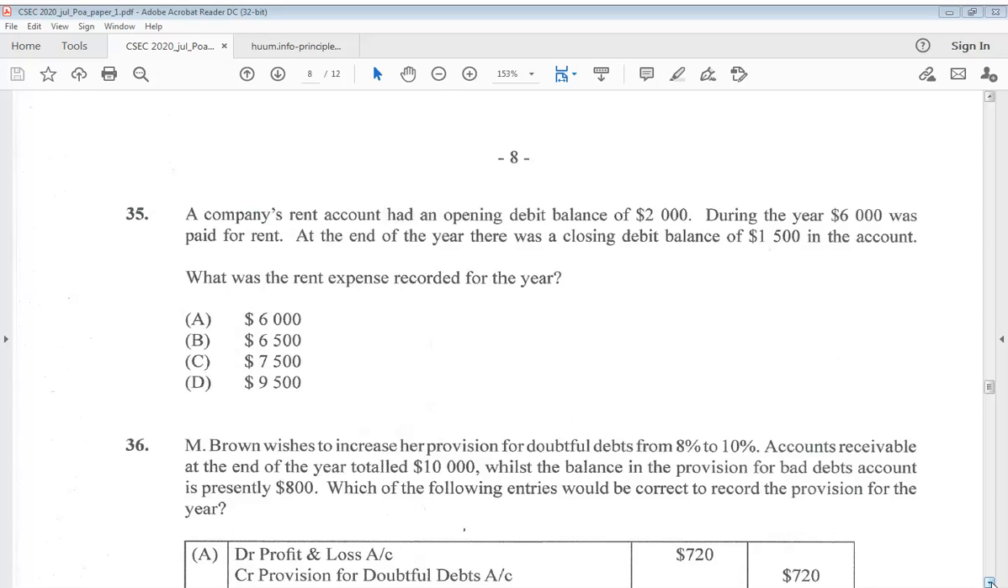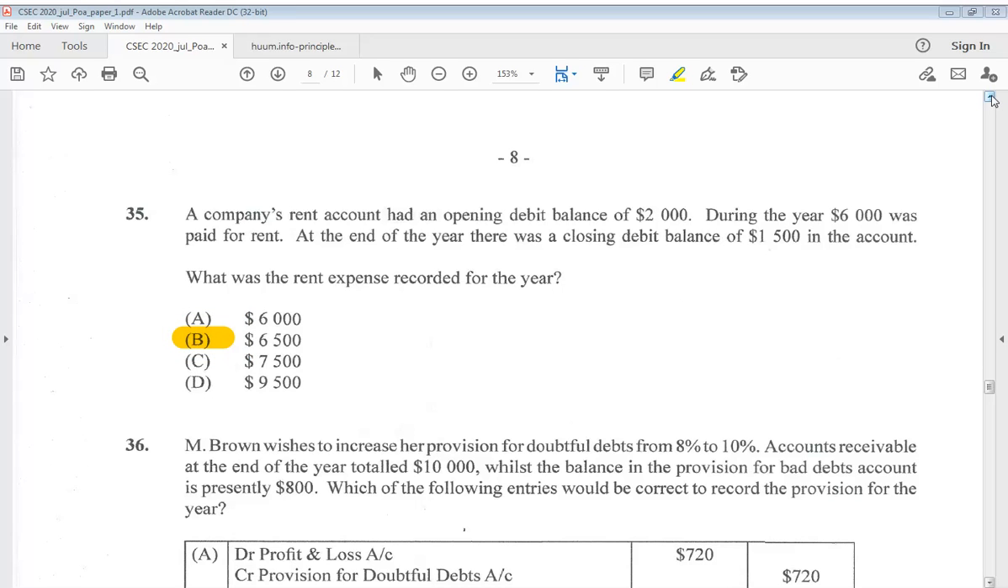Well, we know that the opening balance, as it says, was $2,000. Now, during the year, the rent paid was $6,000. So that would give us a total of $8,000. But it says at the end of the year, there was a closing debit balance of $1,500. So what we simply do is deduct that $1,500 from the $8,000. And that would give us B, $6,500.